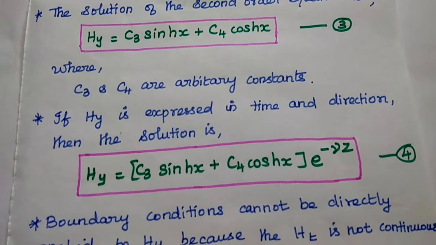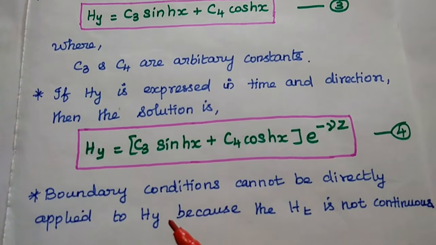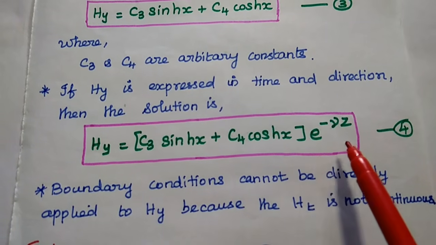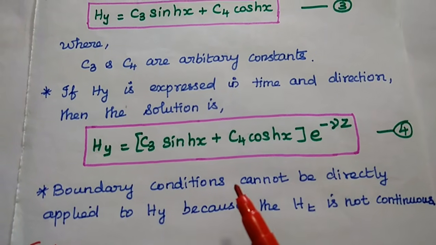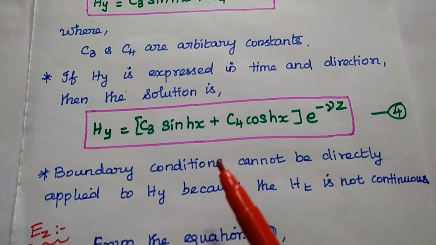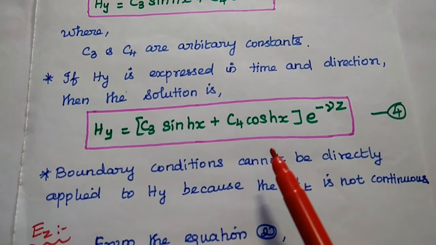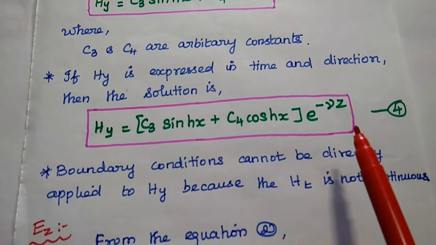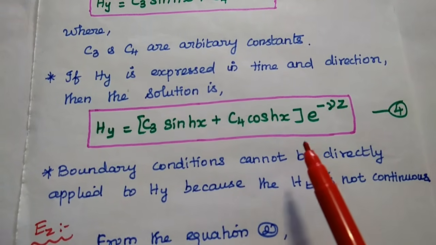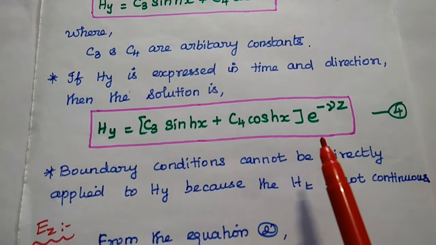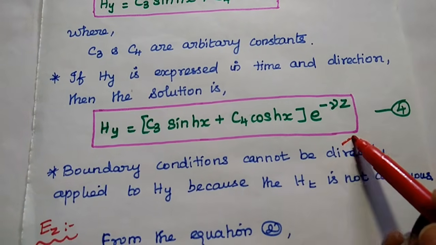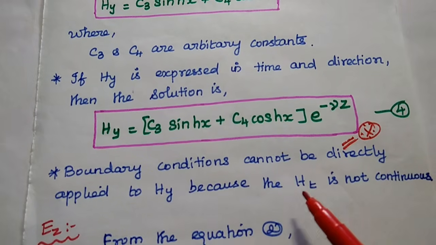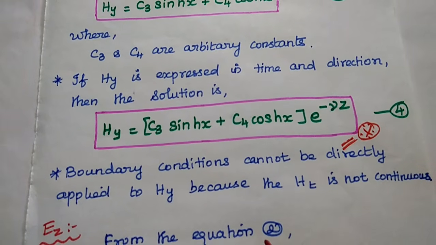If the magnetic field is expressed in both time and direction, we can include the propagation constant gamma in this one. So the same solution can be written as C3 sin hx plus C4 cos hx, e power minus gamma z. So here we can include both time and direction. Consider this as the fourth equation. This is a very important equation. From this we can find out the field components.